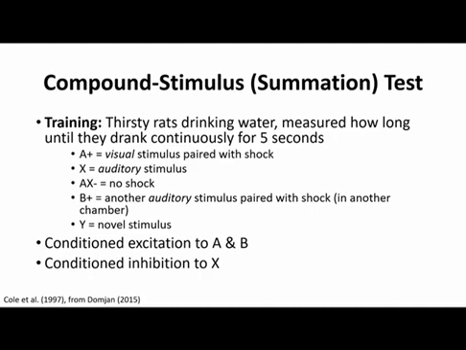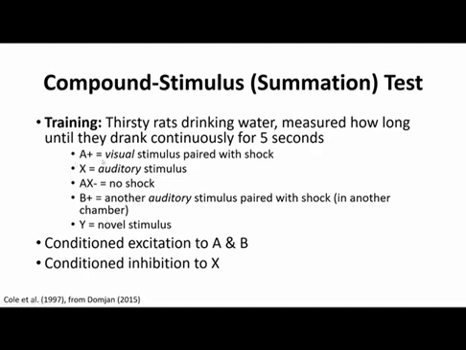So a calm rat would take very little time to drink for 5 seconds because they would just sit there and drink, whereas an agitated rat would take much longer to do that. Now, we're going to have a bunch of different stimuli here. Our first stimulus is A+, which is a visual stimulus, and because it's plus, it's an excitation stimulus.